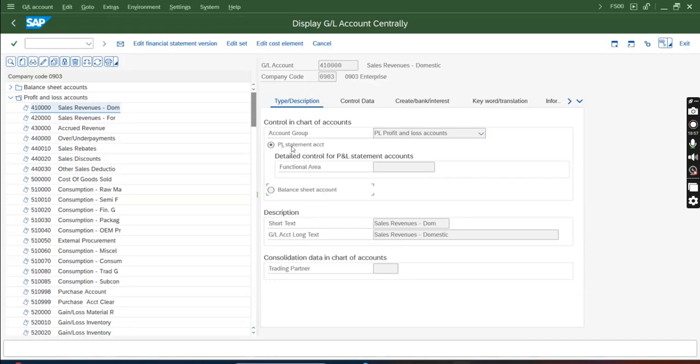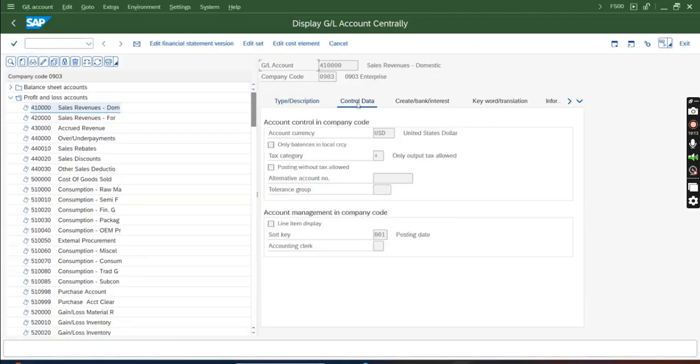Now it tells it's a profit and loss account. Then we have a short text and long text. Short text, like sales, the field length is shorter, while long text has a higher field length. Next we go to the control data, which is the account control in company code tab. Okay, now this is different.